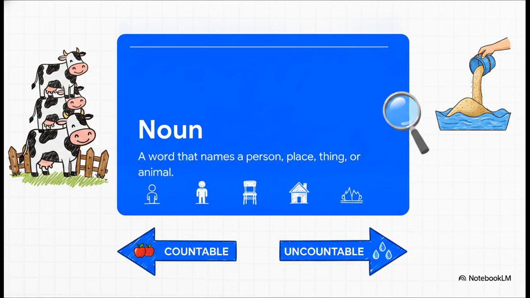And nouns have some pretty neat categories. For instance, they can be countable, meaning you can literally count them out, like 1 cow, 2 cows, or they can be uncountable, like sand or water, where you just can't count the individual pieces.